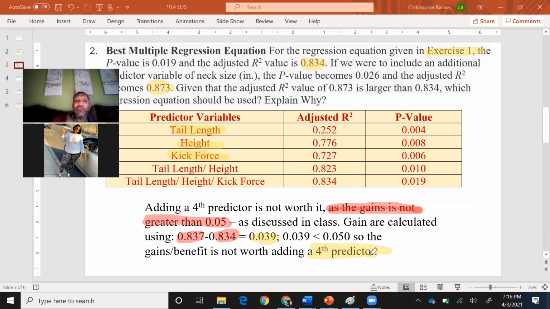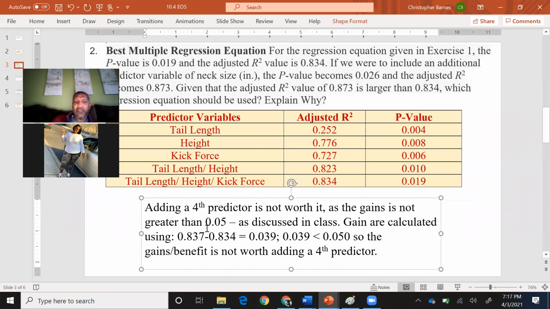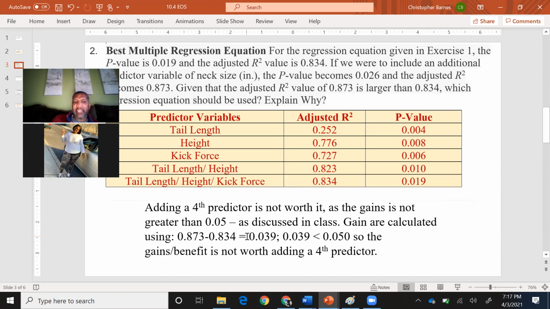It's not worth doing a model that has a fourth predictor by adding next size, because the benefit isn't a lot. The benefit is less than 0.5. Right, so I will have this in here. I can actually fix what I got right now. Clear all. Boom, there we go.